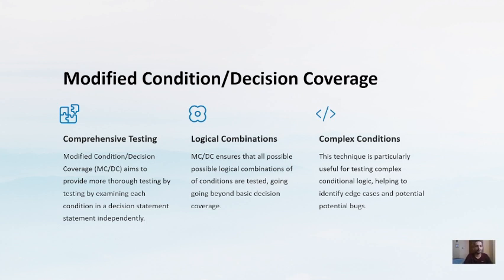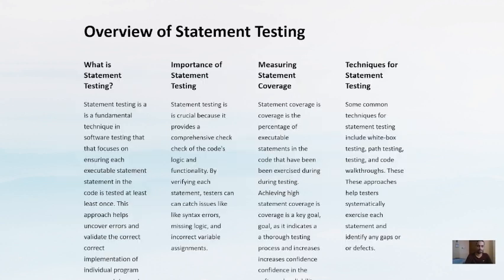So, modified condition or decision coverage. We actually modify it a bit and we'll see what the modification is all about. Comprehensive testing. Modified condition or decision coverage aims to provide more thorough testing by examining each condition in a decision statement independently. So it checks independently. Logical combinations. MC/DC, which means modified condition or decision coverage, ensures that all possible logical combinations of conditions are tested, going beyond basic decision coverage. Complex conditions. This technique is particularly used for testing complex conditional logic, helping to identify edge cases and potential bugs.